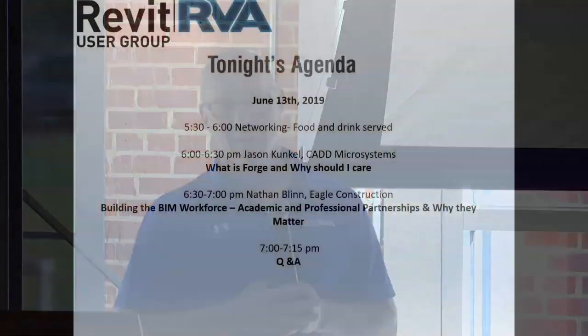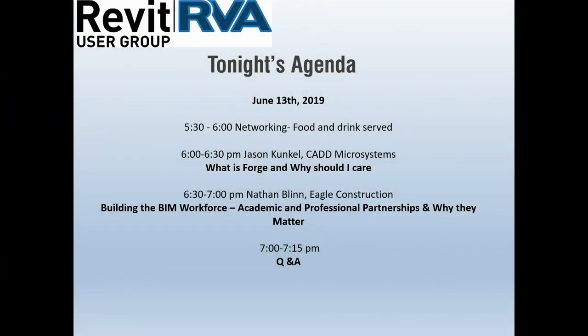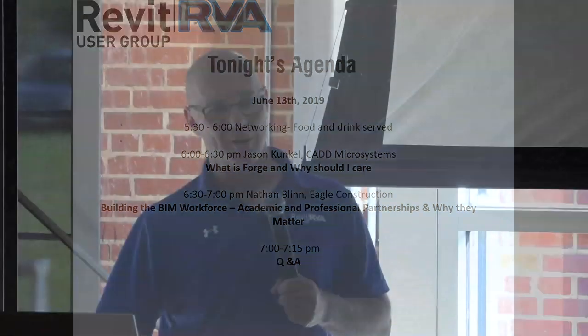And then we're going to hear from somebody from Eagle Construction, Nathan Blinn, who we were just talking with about what they were doing at Eagle Construction and his connections with the university environment. He's going to present to us how that's manifesting itself and helping partner with industry so that we get what we need, and academia is doing what it should do. And we'll have a little Q&A afterwards. As always, when you come to these meetings, they will start on time and they will end on time. It's our commitment to you so that you can make plans. So with that, let's start with Jason on what is Forge and why should you care? Jason?